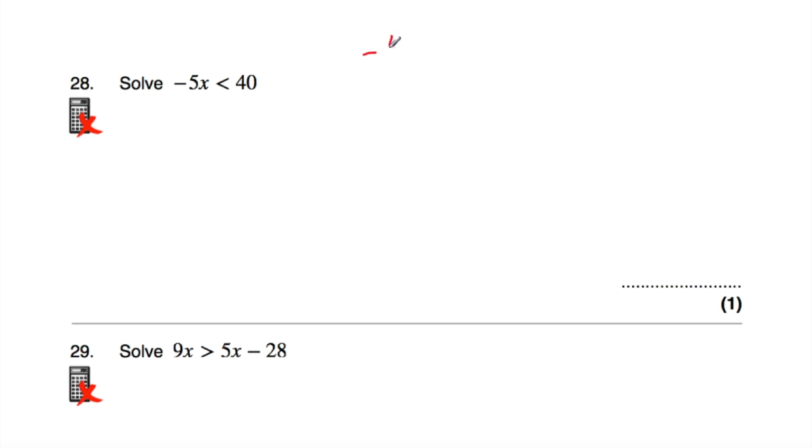So if we have minus 5x is less than 40, I'm going to avoid multiplying or dividing this inequality by a negative, and I'm just going to solve it without doing that to begin with. And then I'll show you why, whenever you multiply or divide by a negative, you have to change the inequality sign around. Normally I would divide both sides of the inequality by minus 5, because this is minus 5 times x, and we don't want it times by minus 5.